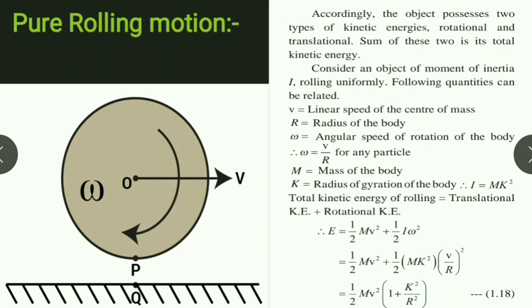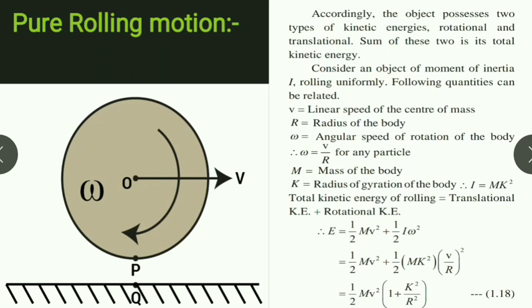Now, rolling motion is the combination of translatory motion and rotational motion. Therefore, total kinetic energy of rolling is equal to the translational kinetic energy plus rotational kinetic energy. Therefore, E equals half mv square plus half I omega square. Here, half mv square is the translational kinetic energy and half I omega square is the rotational kinetic energy. Here m is replaced by I and v is replaced by omega.